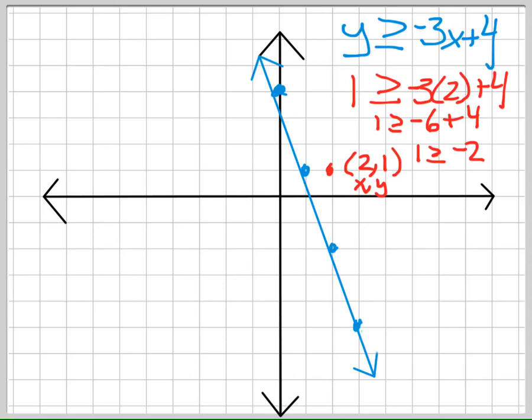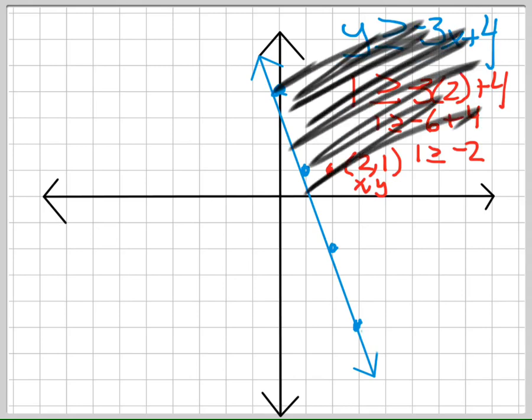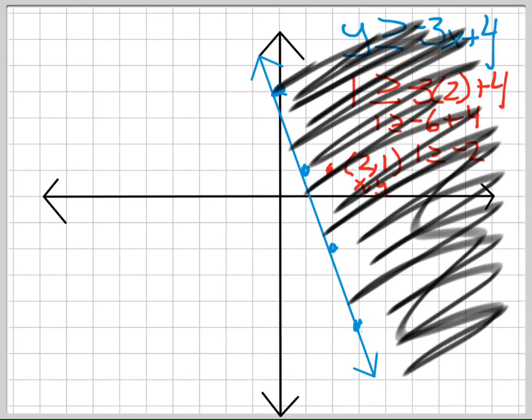There's a bunch of other answers, and all of those answers lie on this side of that line. Question, why I picked 2, 1? Right now I just randomly picked it. Now I'm going to show you a way to pick something a little different, or something easier. So you randomly picked the right side. I randomly picked the right side of the line, right.